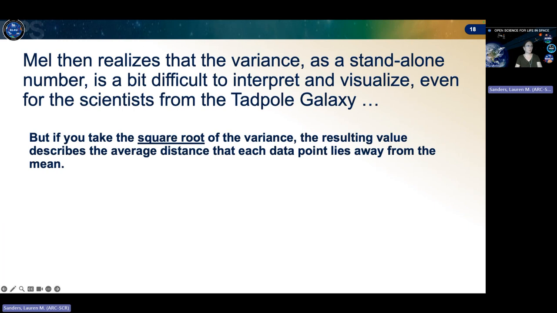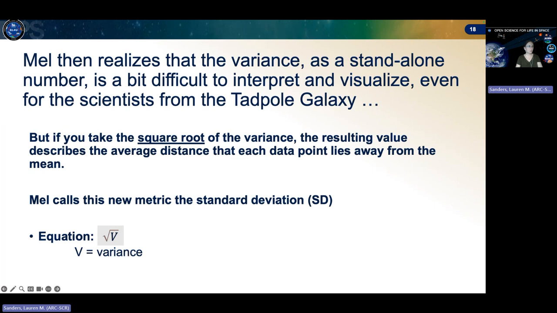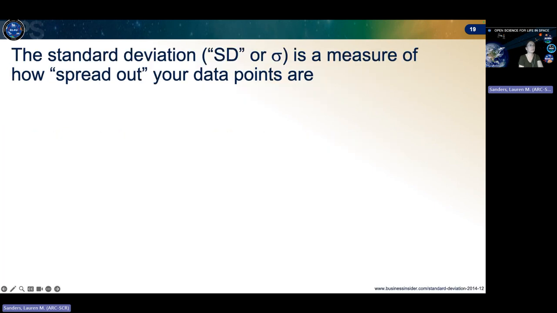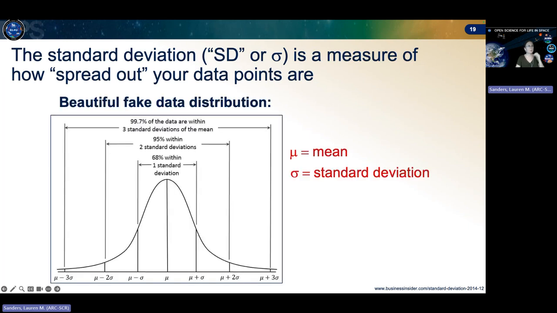So if you take the square root of the variance, the resulting value is going to help us describe the average distance that each data point lies away from the mean. This new metric is called the standard deviation. It's very simple. It's just the square root of the variance. And the reason that this is useful is because it is a measure of how spread out your data points are. We abbreviate standard deviation to SD, or we use the Greek letter sigma, little sigma.